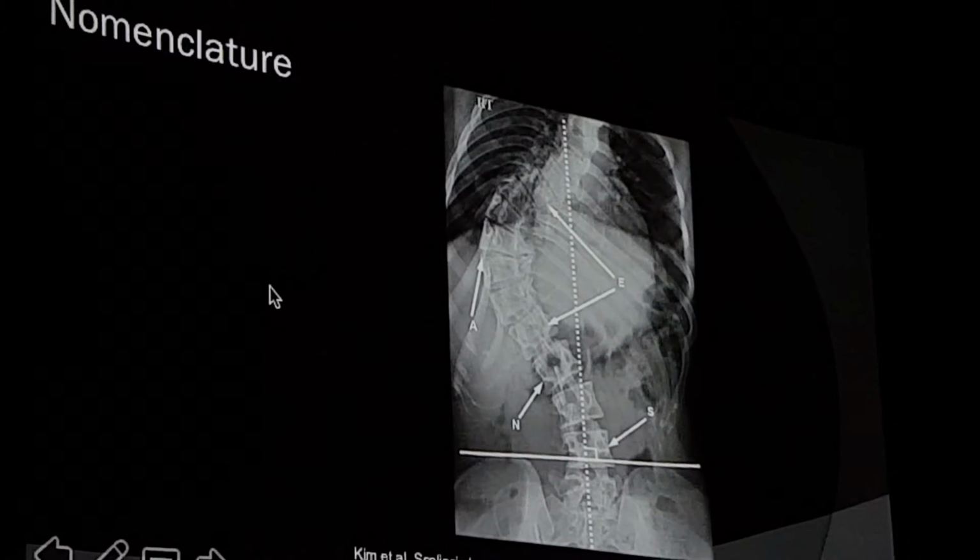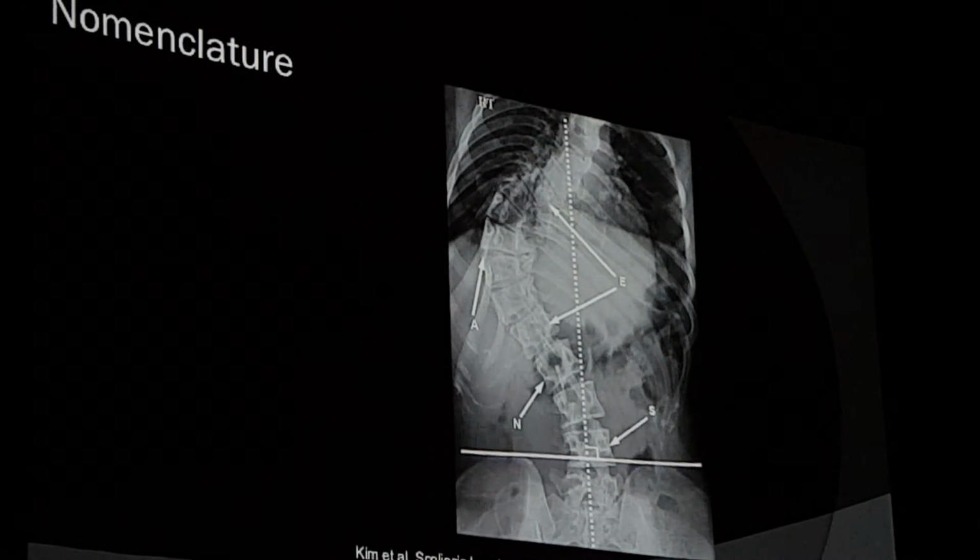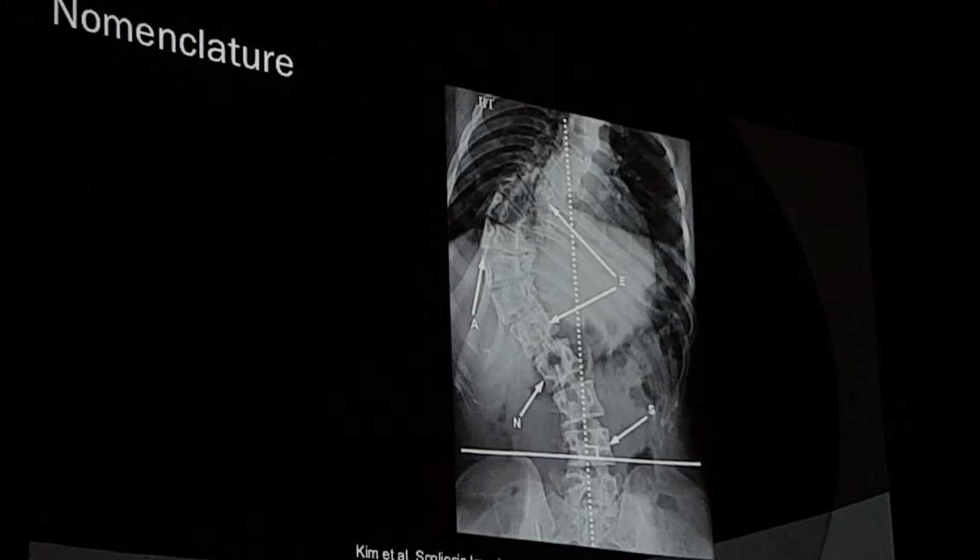So how do you measure your scoliosis? So you pick your end, the first step is picking your end vertebrae. So how would you define the end vertebra? The end vertebrae is the vertebrae where the curve begins.